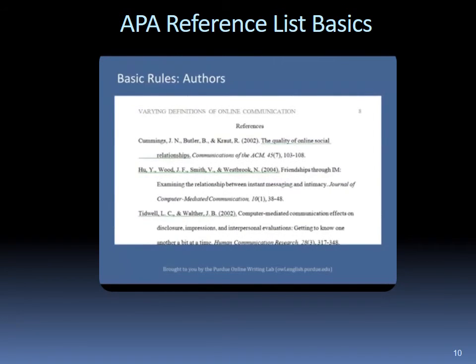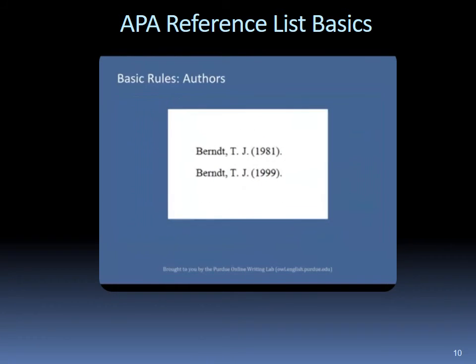Reference list entries should be alphabetized by the last name of the first author of each work. If you have more than one article by the same author, single author references or multiple author references with the same authors in the same order, list the entries in chronological order from earliest to most recent.